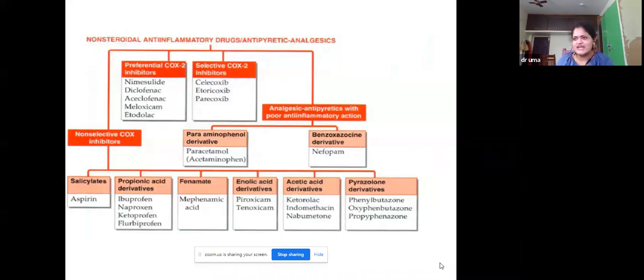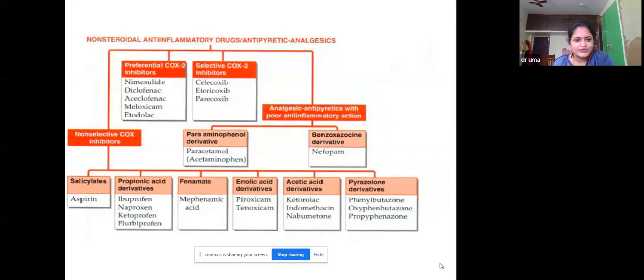And the NSAID which has poor anti-inflammatory action is paracetamol. And nefopam also has poor anti-inflammatory action. Nefopam is a drug which produces its action without inhibiting the prostaglandins. All NSAIDs act by inhibiting the prostaglandin production. Nefopam does not inhibit the prostaglandin production. It is also called an atypical drug.